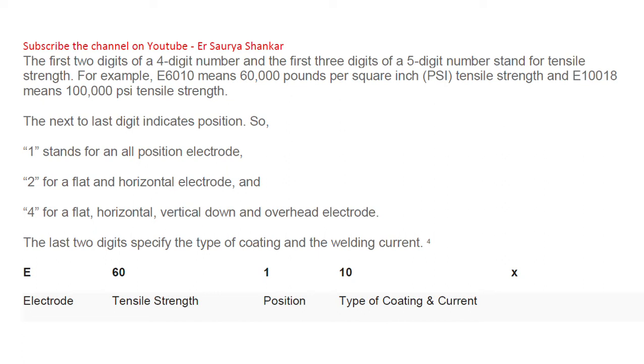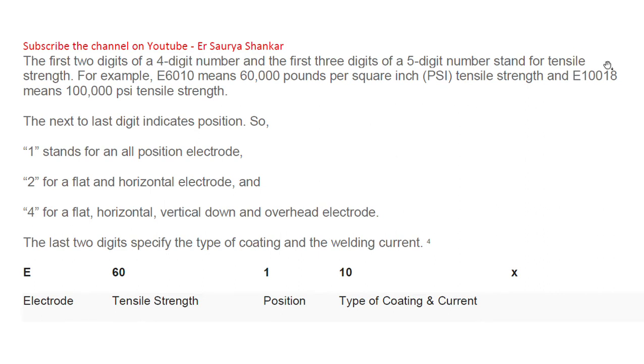Okay, the first two digits of a 4-digit number and the first 3 digits of a 5-digit number. So here what you find is the 5-digit number. So the first 2 digits of a 4-digit number and the first 3 digits of a 5-digit number stand for tensile strength. So here we have a 2-digit number, so that is indicating what is known as the tensile strength. Okay, for example, E6010 means 60,000 pounds per square inch, PSI, tensile strength.